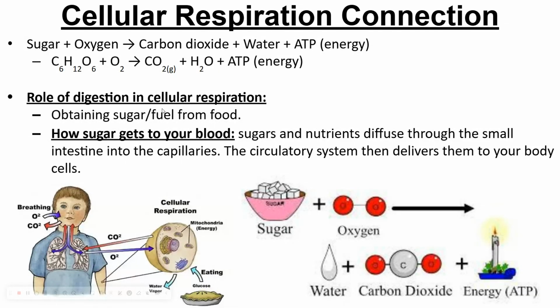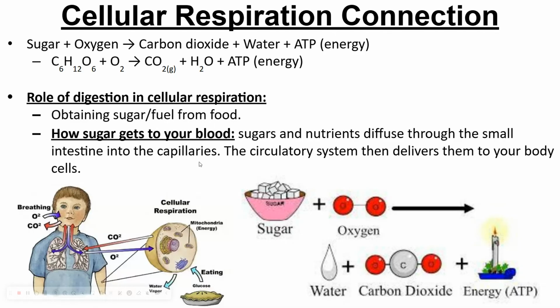And what I want you to understand is that the digestive system plays a role here. The digestive system's main role is to gather this fuel, the sugar. So when you eat food, the chemical and mechanical digestion breaks food down into smaller sugars that can go into the bloodstream and then be delivered to the mitochondria for cellular respiration to happen. So the main role of the digestive system is to gather this fuel.